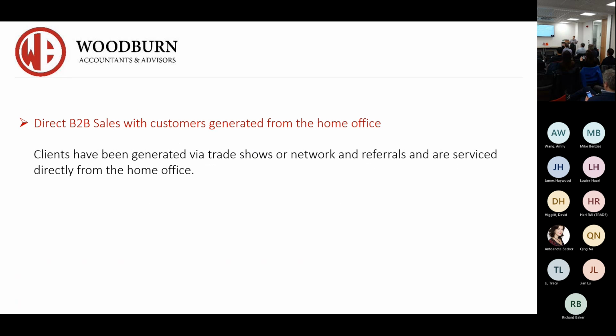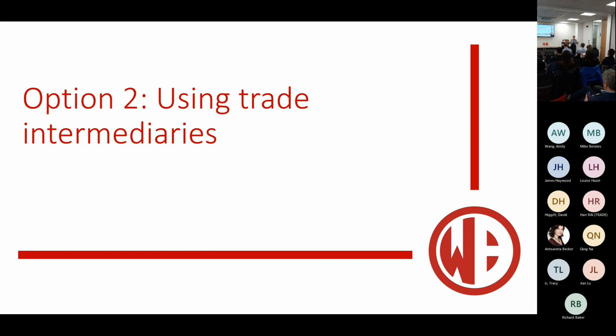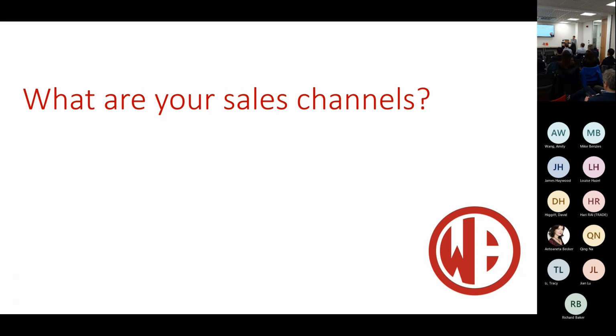Then obviously you've got the traditional B2B, right? So you've generated customers from your home country, from the UK, through trade shows, network, whatever might be the case, and you are selling direct from the UK. Okay, so that's direct sales. You might be at a point now where you say, we're not hitting the traction or the targets we want, so we're going to use trade intermediaries. This is usually the flow of what most companies do. Now, when I say trade, I'm also referring to service companies. So whether you are trading in product or whether you are trading in service. Okay, so option two is using trade intermediaries.